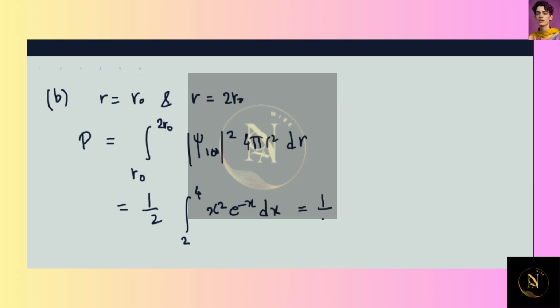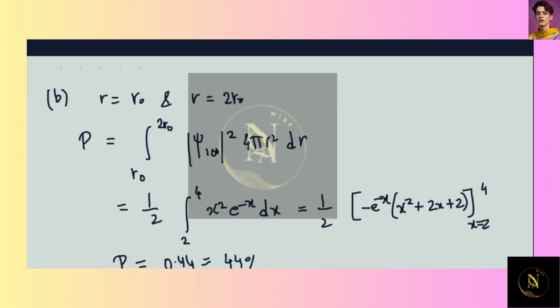So we have 1/2 times, since we have already solved this integral, minus x squared plus 2x plus 2 times e to the power minus x, with x from 2 to 4. So probability comes out as 0.44 or 44%. So there's a 44% chance of finding the electron between r naught and 2 r naught for part B. Thank you.